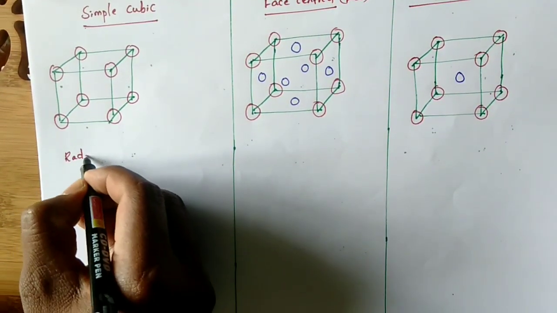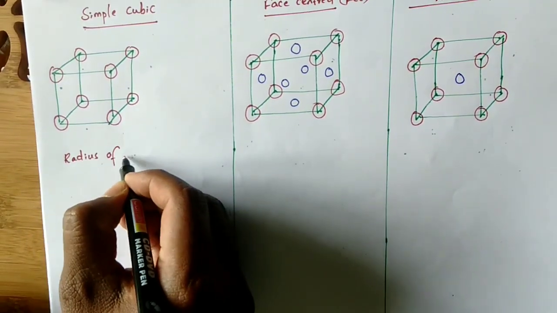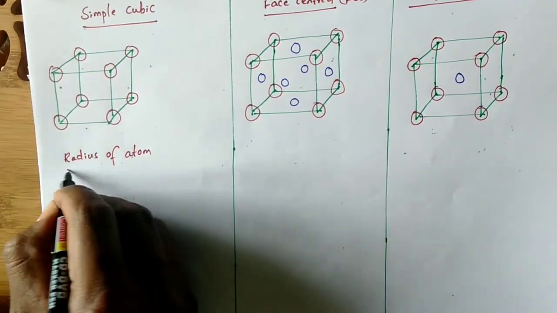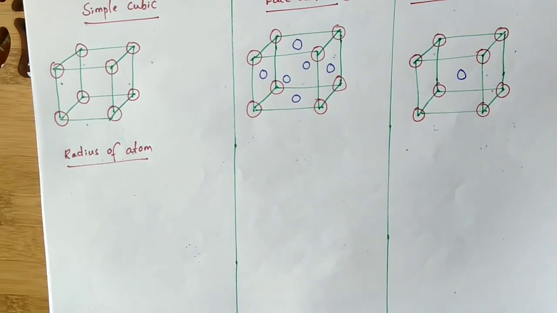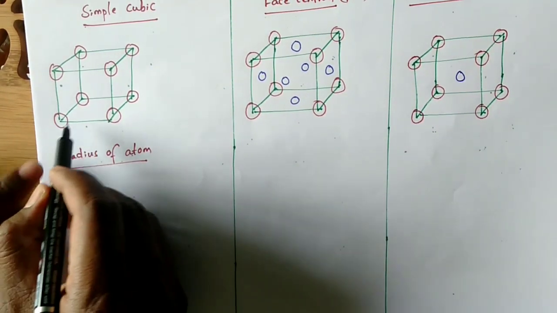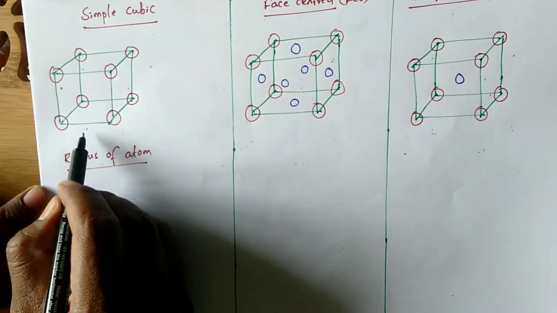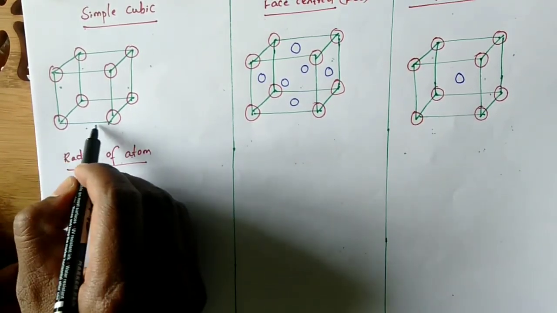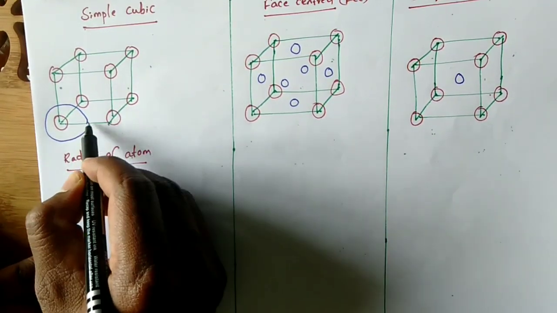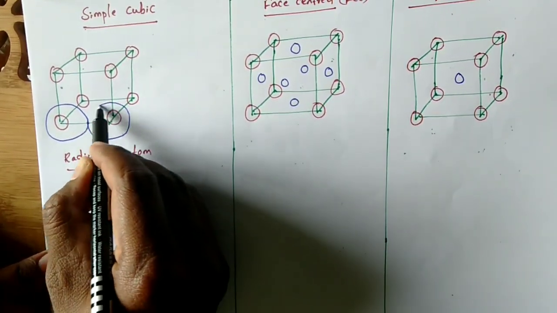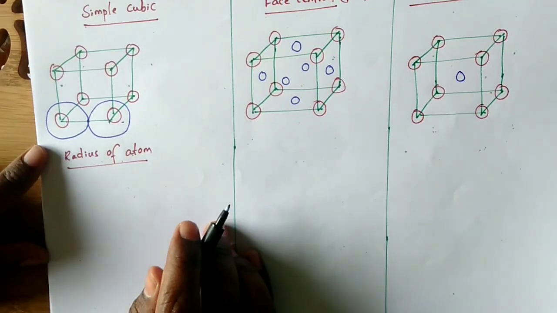Radius of atom. Radius of atom. How to find the radius of atom here? Let us see now. Here see, you don't imagine like this. These two atoms are touching each other actually. These two atoms touch like this. Okay, there is no gap at all between these two atoms.